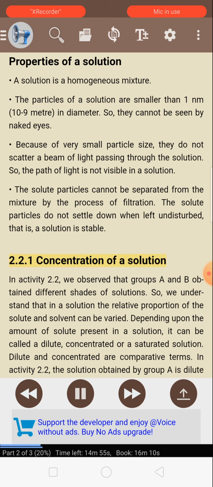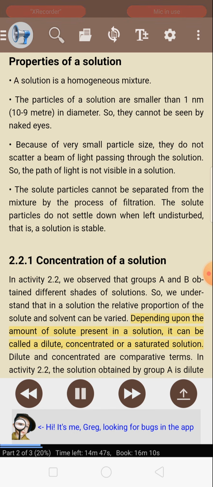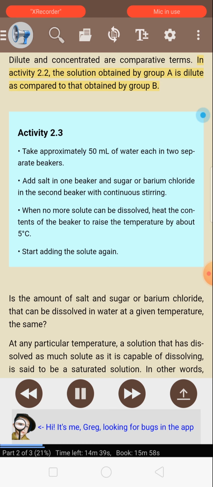2.2.1 Concentration of a solution. In activity 2.2, we observe that groups A and B obtain different shades of solutions. So, we understand that in a solution the relative proportion of the solute and solvent can be varied. Depending upon the amount of solute present in a solution, it can be called a dilute, concentrated, or a saturated solution. Dilute and concentrated are comparative terms. In activity 2.2, the solution obtained by group A is dilute as compared to that obtained by group B.